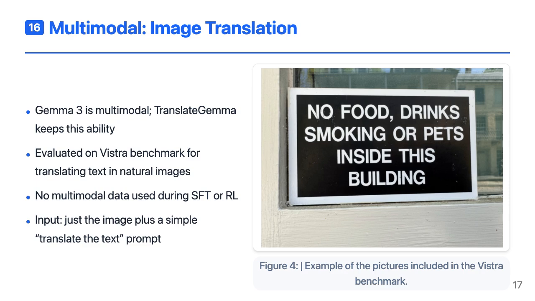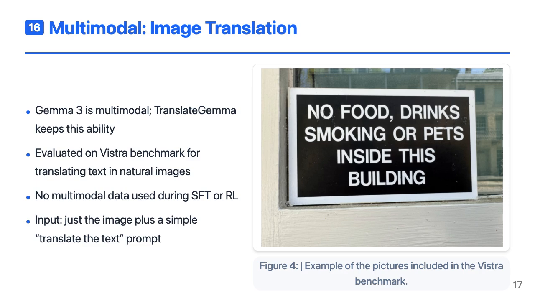Gemma 3 can process images as well as text, and an important question is whether TranslateGemma preserves that capability. To test this, the authors use the Vistra benchmark, which focuses on translating text that appears inside natural images. They do not add any multimodal data during supervised fine-tuning or reinforcement learning.